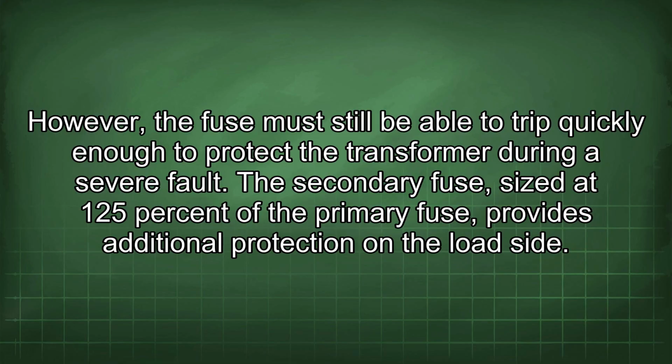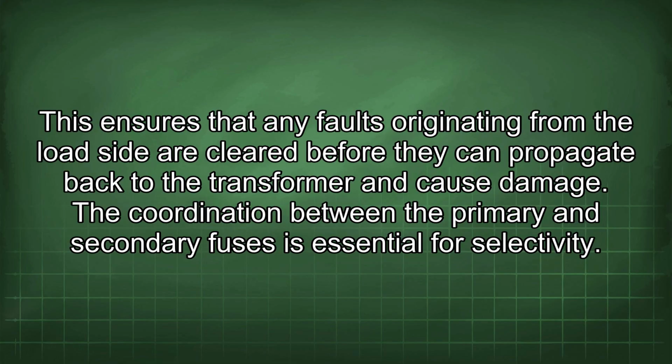The secondary fuse, sized at 125% of the primary fuse, provides additional protection on the load side. This ensures that any faults originating from the load side are cleared before they can propagate back to the transformer and cause damage. The coordination between the primary and secondary fuses is essential for selectivity.